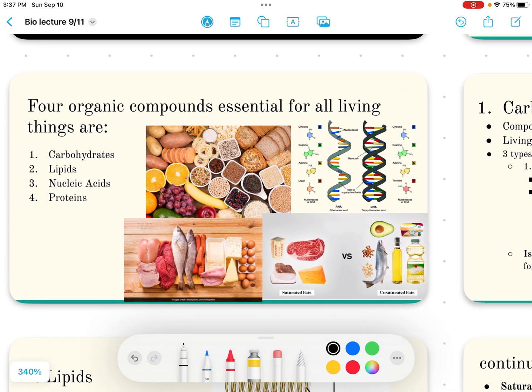Okay, so 4 organic compounds essential for all living things. You will need to know these 4. The first one is carbohydrates. Then we have lipids, nucleic acids, and proteins. All of those are shown here. Carbohydrates will be your number 1. Lipids, which are considered our fats, would be number 2. Nucleic acids would be part of our DNA and RNA. And 4 would be our proteins. We'll talk about each one of these as we go.